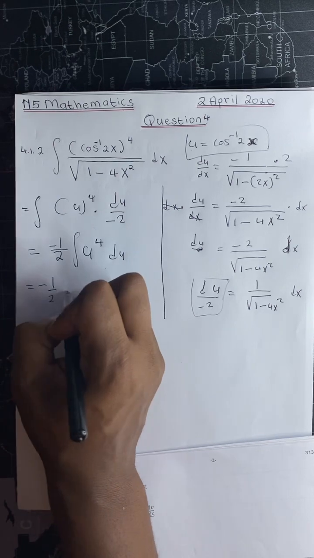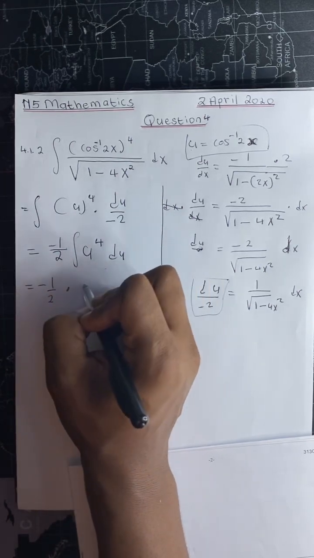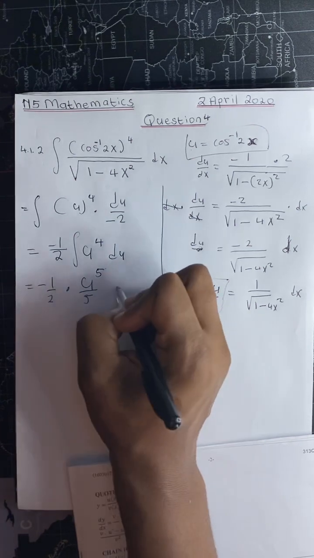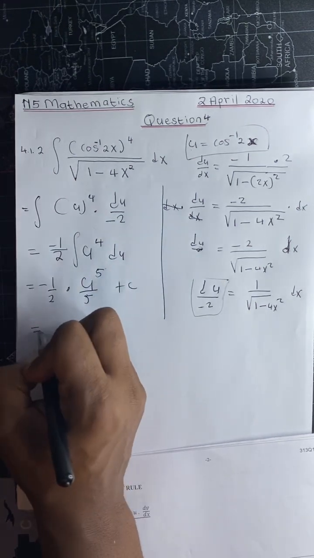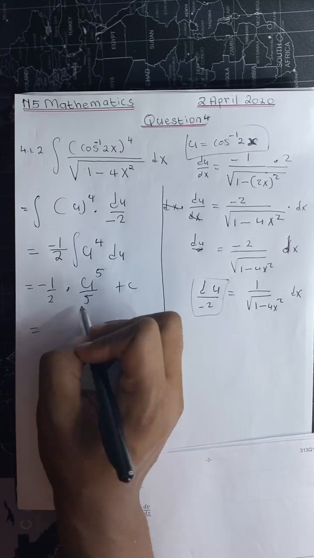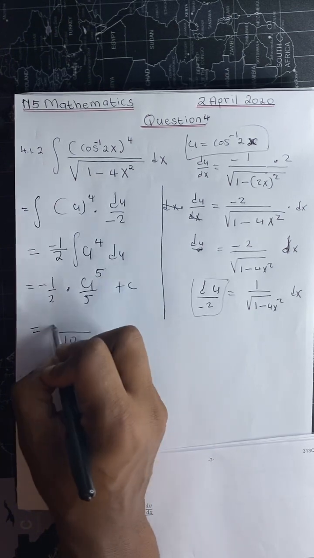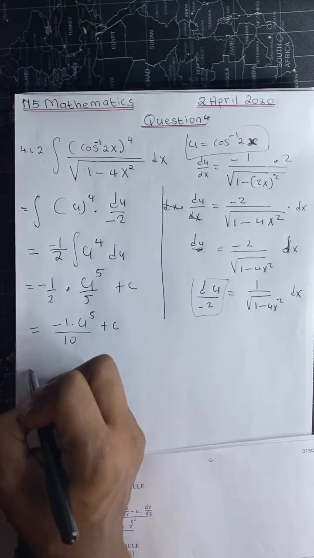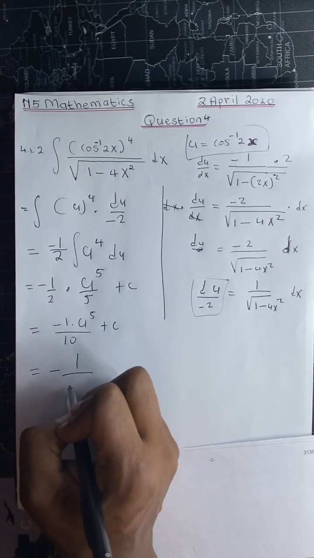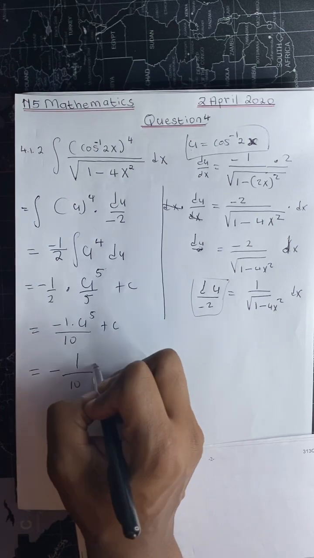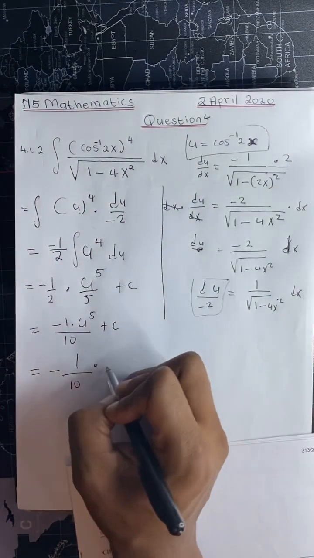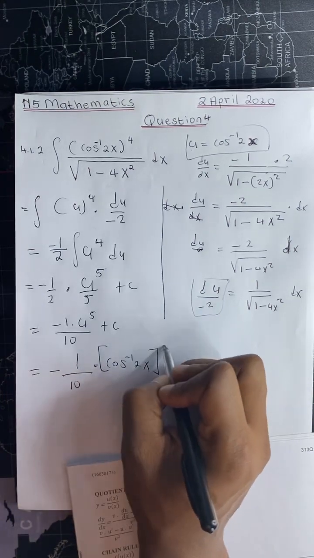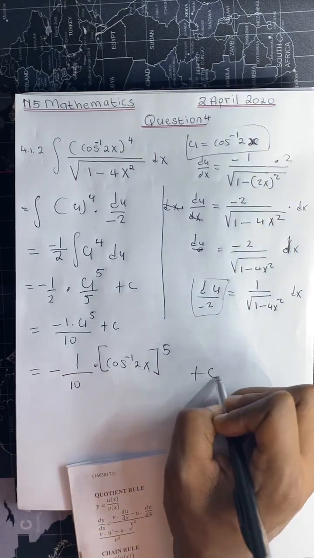And from here we integrate u to the power 4 with respect to u. So this will be u to the power 5 over 5 plus c. And this denominator 2 multiplied by that denominator 5 will be 10. Negative u to the power 5 over 10 plus c. So in the place of this u, let's substitute back the arc cos of 2x. And this is raised to the power 5 plus c.